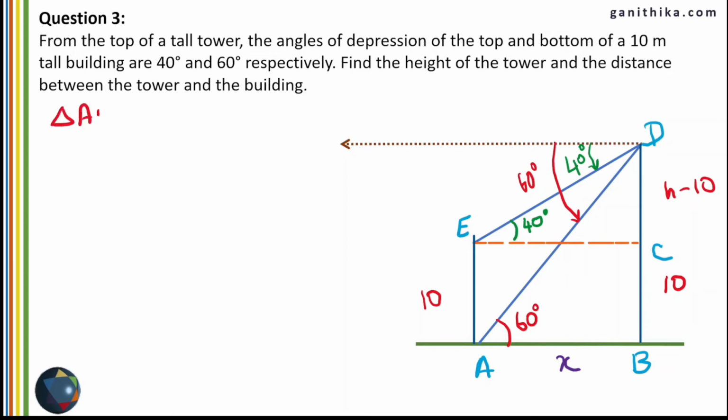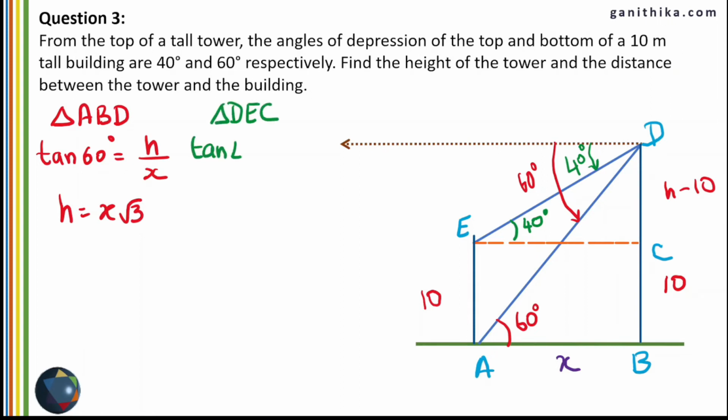Now considering the triangle ABD, we have tan 60 as DB over x, x is AB. So DB over AB is tan 60. Therefore, h over x is tan 60, which gives you h as x root 3. This is equation 1 for h.